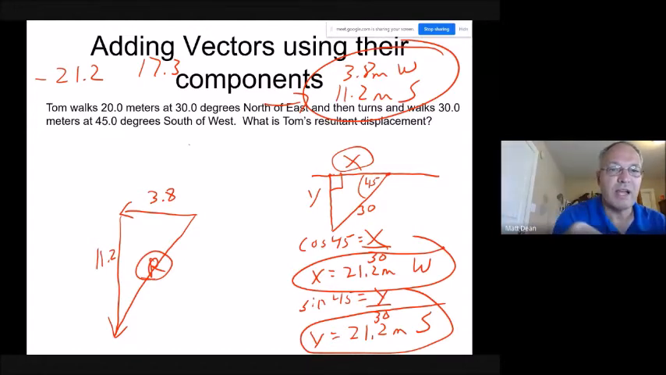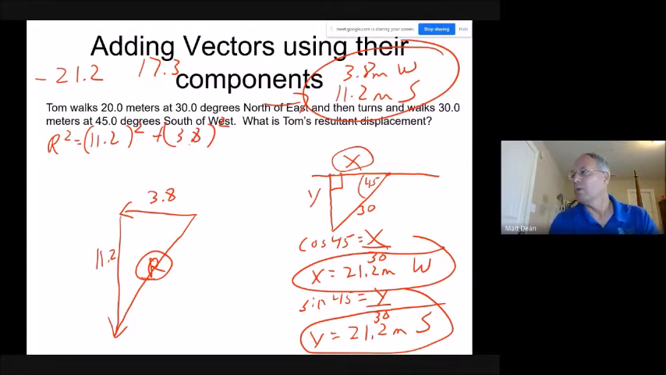And we're going to solve for that resultant by using Pythagorean theorem. So R squared equals 11.2 squared plus 3.8 squared. We do the math on that, solve that out for R, and we end up with 11.9.